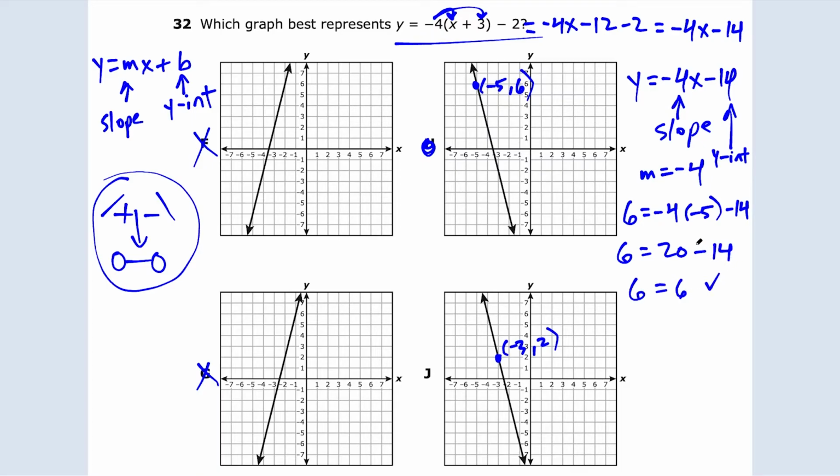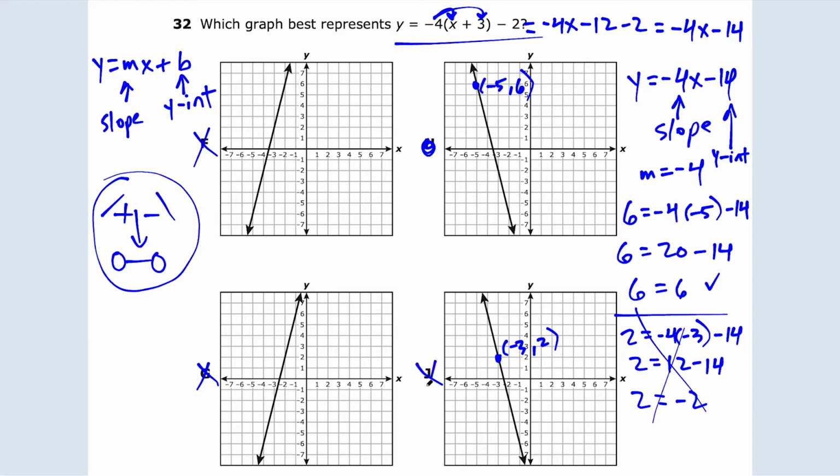So this checks out for this equation here. But if I plugged in this point to this equation, watch what happens. We would have 2 equals -4 times -3 minus 14. And this gives us 2 equals +12 minus 14. And ask yourself, is 2 equal to -2? No, this is absolutely not true, which would mean that this point, -3, 2, is not on this line here.